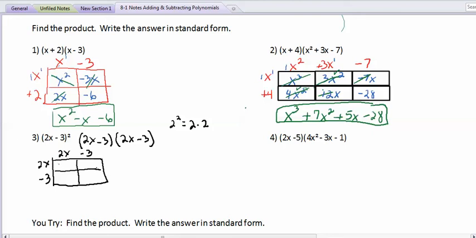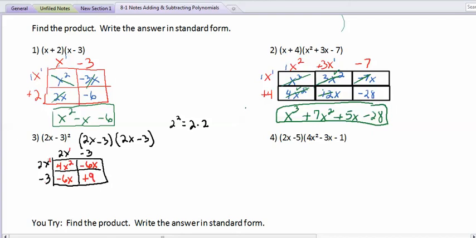2 times 2 is 4, and then we're going to add exponents. And we have x to the 1 plus 1 is 2, second power. Then you have 2 times negative 3 is negative 6, and there's just one x there. Then negative 3 times positive 2 is negative 6, and there's just one x there. And then negative and negative is a positive, and it's positive 3 times 3 is 9.